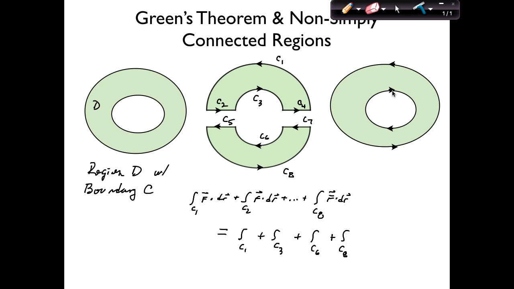So C1 and C8 give the outside loop positively oriented, and C3 plus C6 gives the inside loop still positively oriented, because as you walk, the region's to your left. Does that make sense? So the boundary C, when I say boundary C, includes the outside and the inside as two separate loops, which are all part of the boundary.